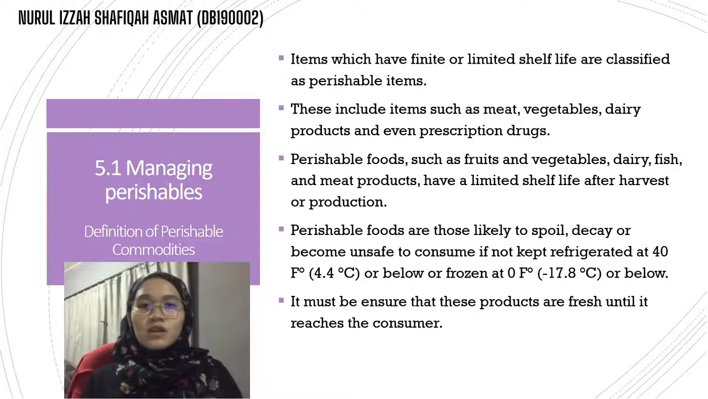Perishable foods such as fruits and vegetables, dairy, fish, and meat products have a limited shelf life after harvest or production. Perishable foods are those likely to spoil, decay, or become unsafe to consume if not kept refrigerated at 4.4 Celsius or below, or frozen at negative 17.8 Celsius or below. It must be ensured that these products are fresh until they reach the consumer.